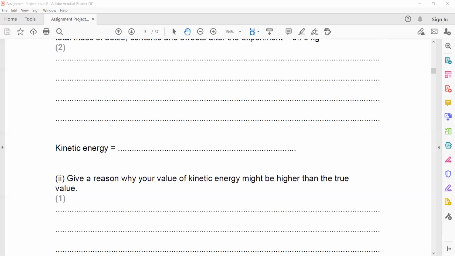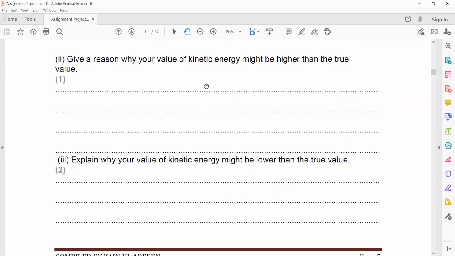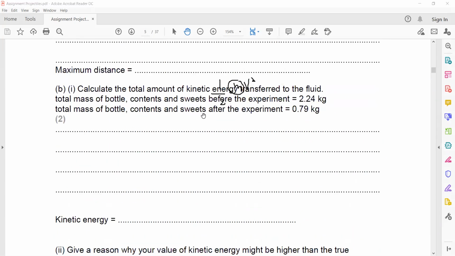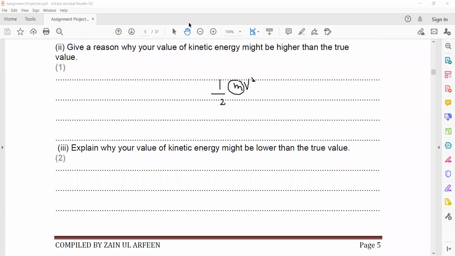So the kinetic energy basically. Give a reason why your value of kinetic energy might be higher. Kinetic energy is half mv squared. We know the speed at which it is coming out, and this is our assumption that all of the mass, because the total mass of the content before the experiment was 2.24 and the total mass after the experiment is 0.79. So the difference is the mass which travels from one place to another.